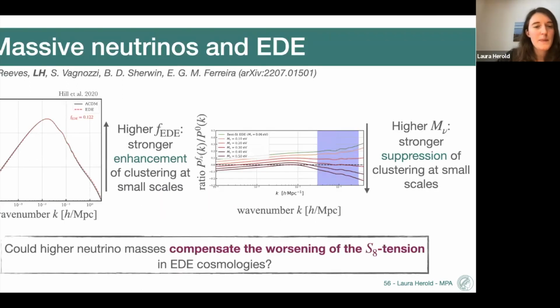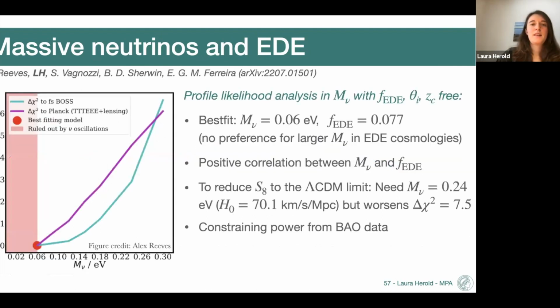So the idea is very simple. As we know, the more early dark energy we have, the stronger the enhancement of the clustering in small scales. But we all know one candidate that suppresses clustering at small scales. So we thought maybe introducing a higher neutrino mass can compensate the increased clustering and essentially bring S8 back to the lambda CDM value. So could higher neutrino masses compensate the worsening of the S8 tension in EDE cosmologies? And so the short answer is it doesn't work very well, but we wanted to understand why.